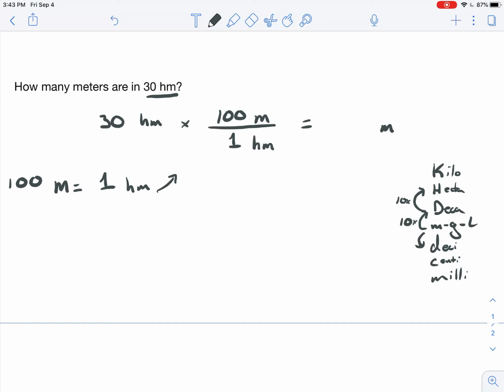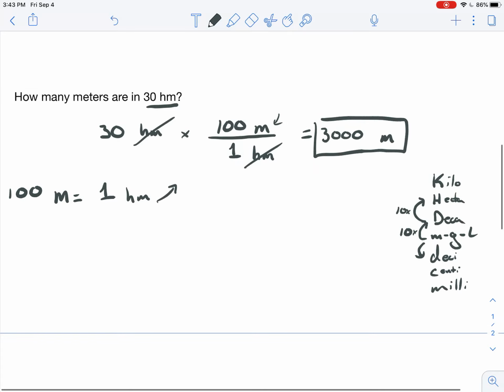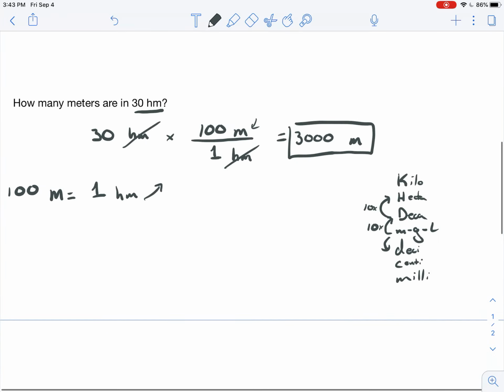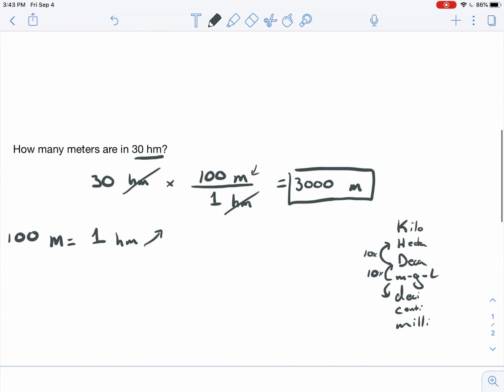So if we were to run this through, 30 times 100 would be 3,000. And if we did our math right, we should have ended with just meters. So let's double check how the units cancel out. It is hectometers on top, hectometers on the bottom. Those cancel, leaving us with just meters and then there's the answer for that. So hopefully that helps out a little bit on how to do unit conversions.